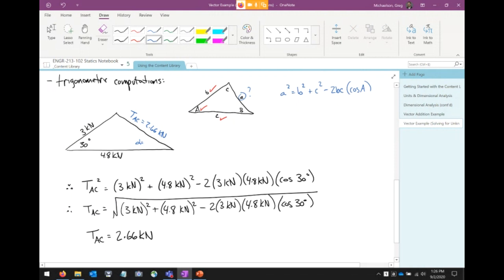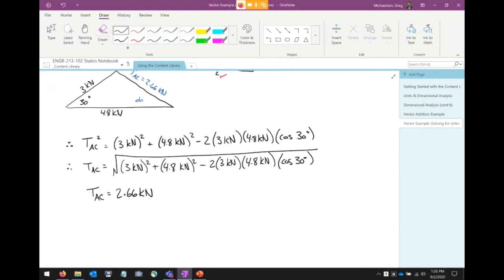in blue. Okay, so for the law of sines, remember you use the opposites, right? So if I'm trying to find alpha, I got to use the sine of alpha. So the sine of alpha is to what? 3 kilonewtons equals, and now I got to find an opposite of something that I know. So what angle do I know? Well, I know the sine of 30 degrees. So if I know the sine of 30 degrees, which number do I use on the bottom? Do I use the 4.8 or the 2.66?